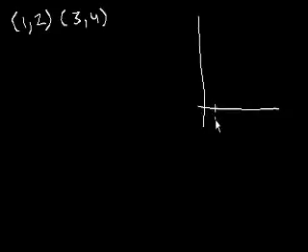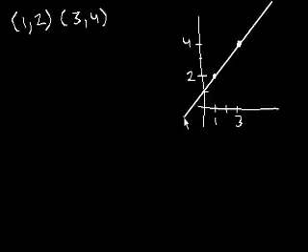So 1, 2 is here, and 3, 4 is here. And if I want to draw a line through them, it'll look something like that. So what we want to do is figure out the equation of this line.